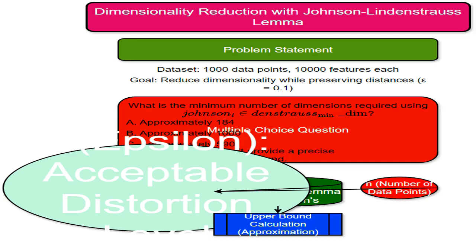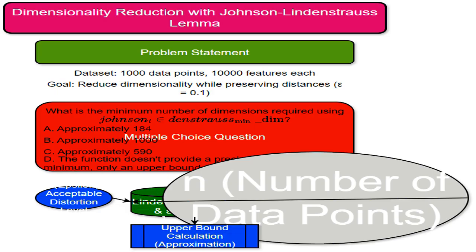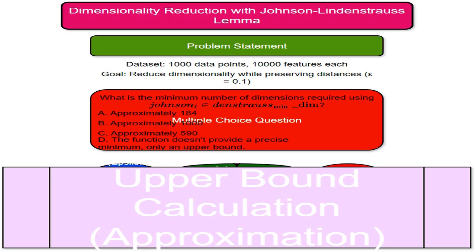Epsilon represents the acceptable level of distortion. In this case, it's set to 0.1, meaning I allow a maximum of 10% distortion in the distances between data points after the dimensionality reduction. N represents the number of data points in my dataset, which is 1,000. I'll use an approximate formula, 4 times the logarithm of the number of data points, divided by epsilon squared. This gives me an upper bound, which means the actual minimum dimension could be lower, but will not exceed this value.